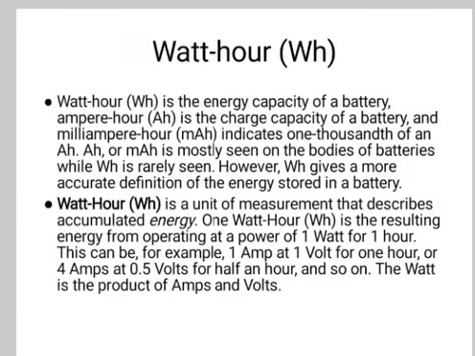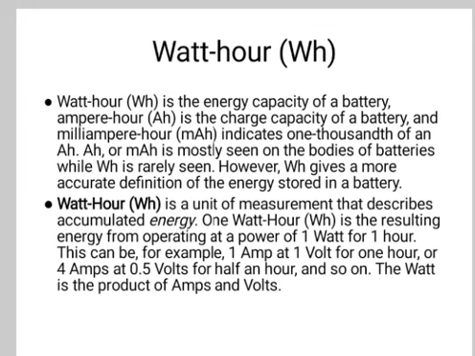Watt hour is the energy capacity of the battery. Ampere hour is the charge capacity of the battery. And the milliampere hour indicates one thousandth of an ampere hour. Ampere hour or milliampere hour is mostly seen on the bodies of the batteries, while watt hour is rarely seen. Watt hour gives a more accurate definition of the energy stored in a battery. So watt hour is energy capacity and ampere hour is charge capacity.